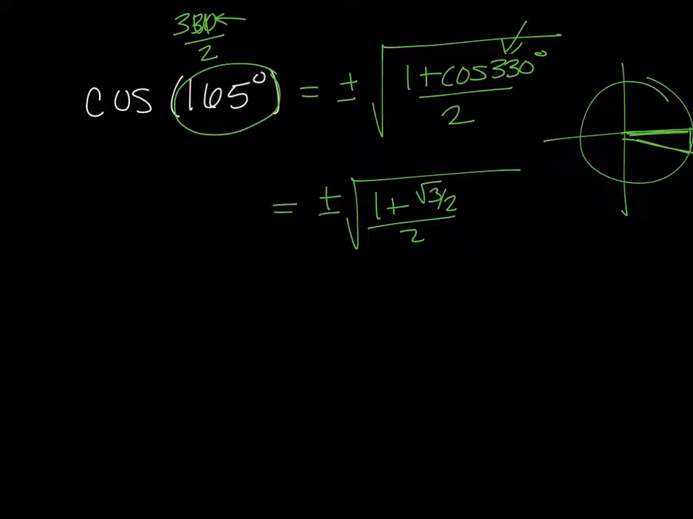And then it's a matter of simplifying. I can't leave it like this. So I'm going to get the 1, and I'm going to put that as 2 over 2. And then we get 2 plus root 3 all over 2, and I'm dividing that by 2.